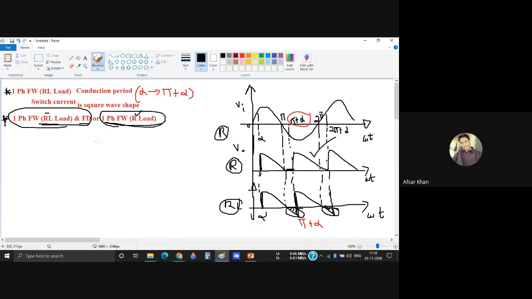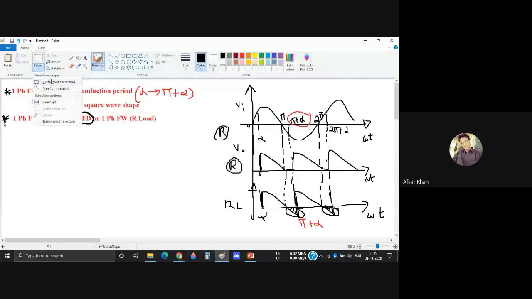Final year students might know this. For single phase full wave RL load, it is very important: you have to see in the question whether there is a freewheeling diode or not. If there is a freewheeling diode, the conduction period will change. So tell me the conduction period.